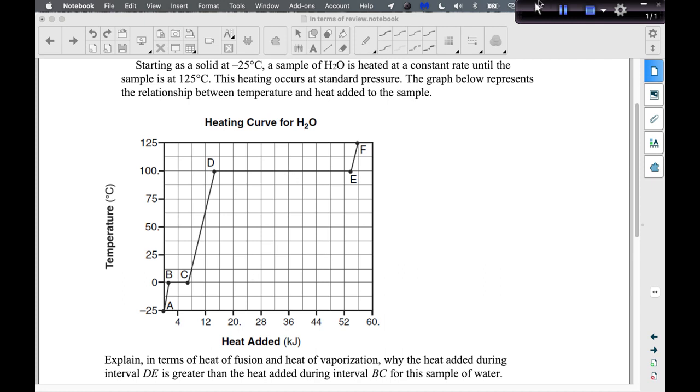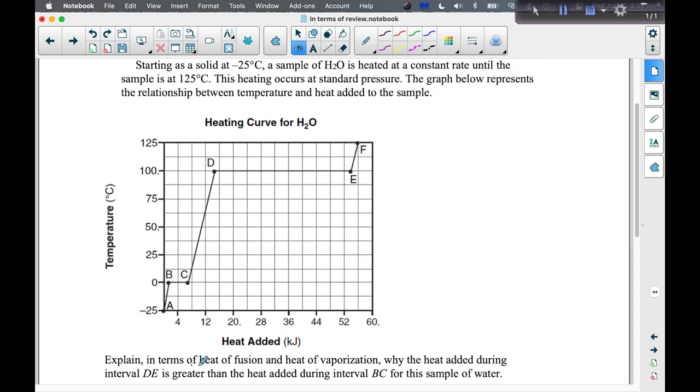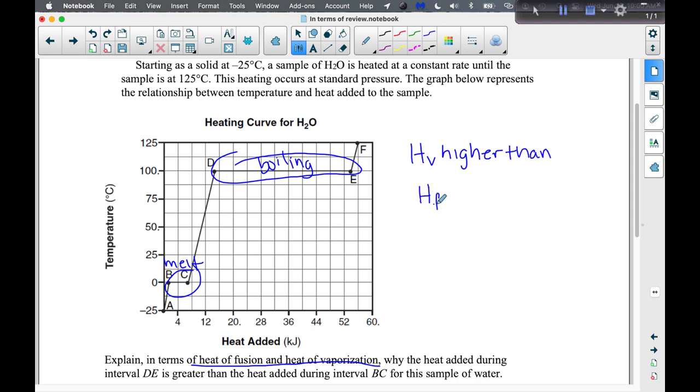This particular question says in terms of heat of fusion and heat of vaporization, why the heat added during interval DE is higher than BC. Remember, DE is boiling and BC is melting. It is because the heat of vaporization is higher than the heat of fusion. Since it says in terms of heat of fusion and heat of vaporization, you have to mention both. Heat of vaporization is a higher amount of heat than the heat of fusion.